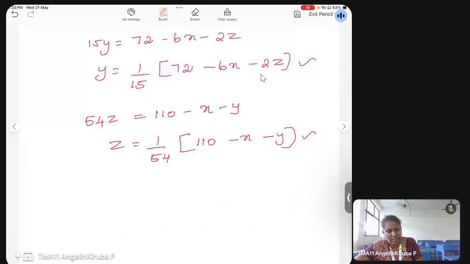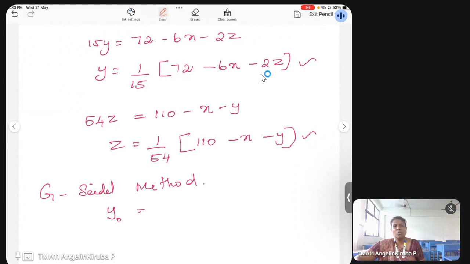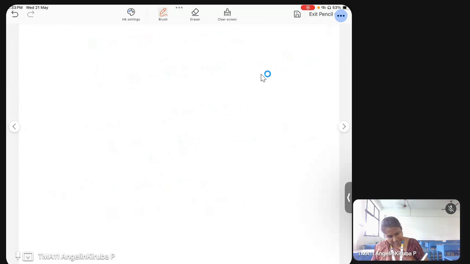Now to start the iteration, I am going to consider these three equations. Since it is the Gauss Seidel method, the initial values will be y0 is equal to 0 and z0 is equal to 0. In Gauss Seidel, we won't take all three to be equal to 0. Instead, we will be considering y and z equal to 0. We'll find the value of x and substitute it in the first iteration itself. So let's make a table column for this.